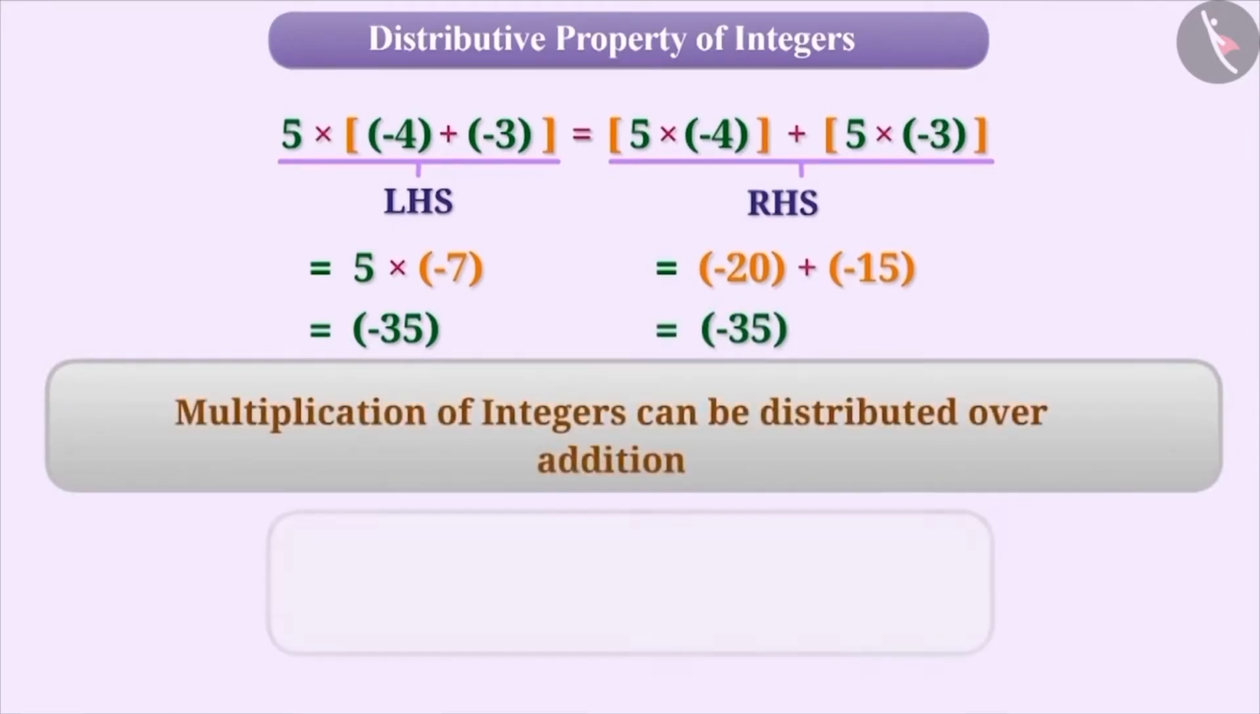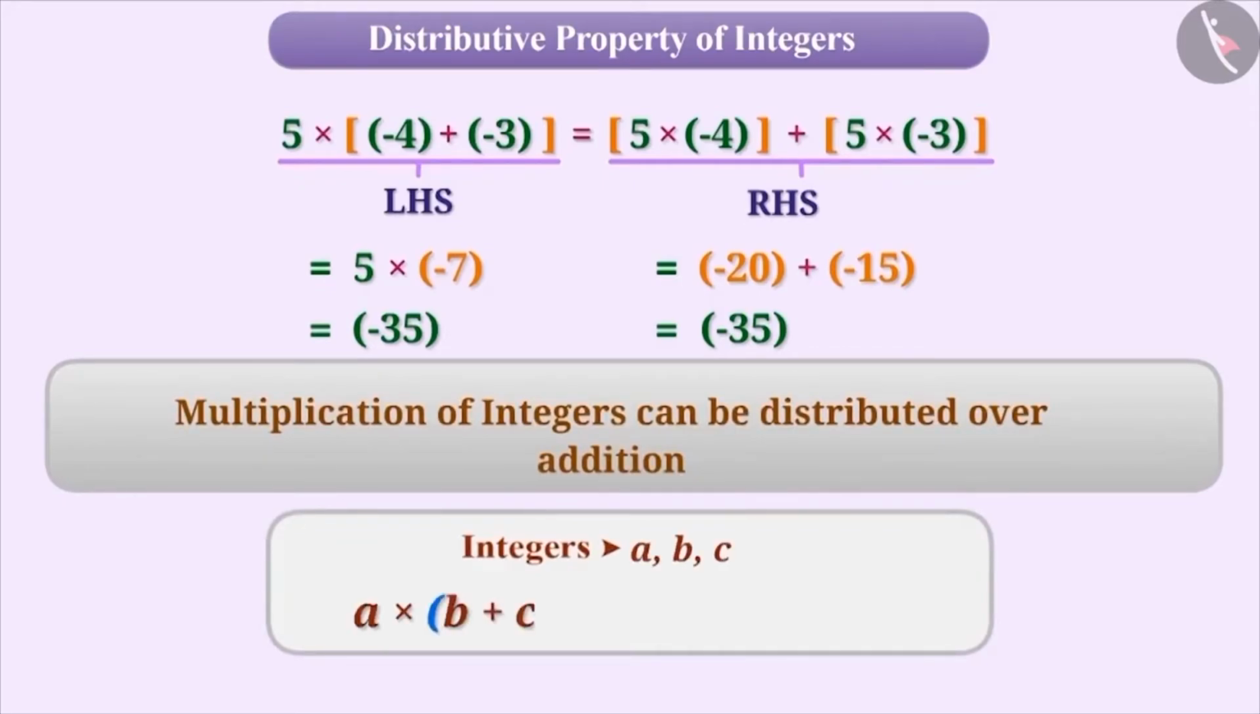Broadly, for any 3 integers a, b, c, a multiplied by b plus c is equal to a multiplied by b plus a multiplied by c. So the distributive property tells us that we can either add the integers inside the brackets and then multiply the result with the number outside the brackets, or multiply the number written outside the brackets with the numbers written inside the brackets and then add the result.